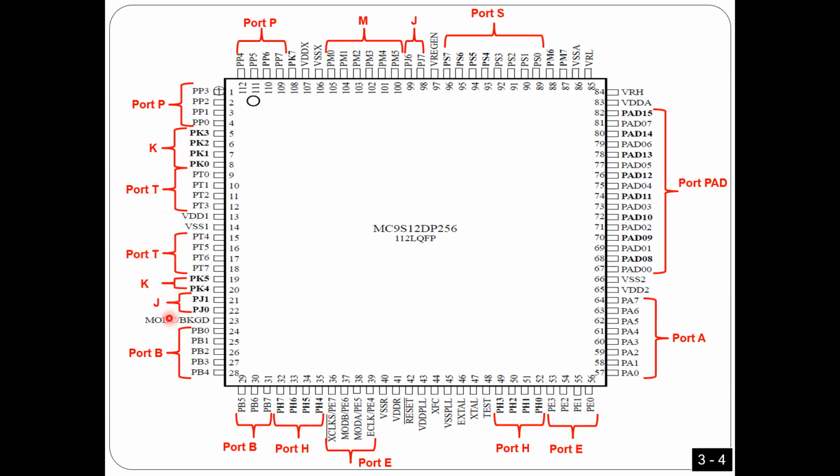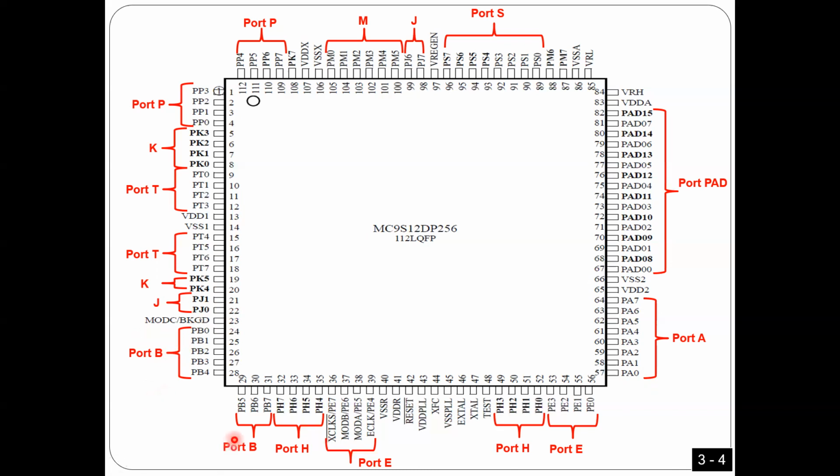Anyway, we have port J. I'm going to tell you today how it is used. We have port B. So port B is used to connect the LEDs and also the 7 segment. So the 7 segment and LEDs are connected to port B, right?